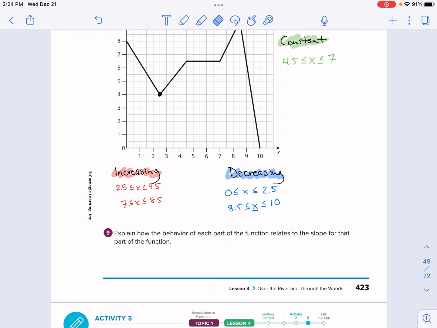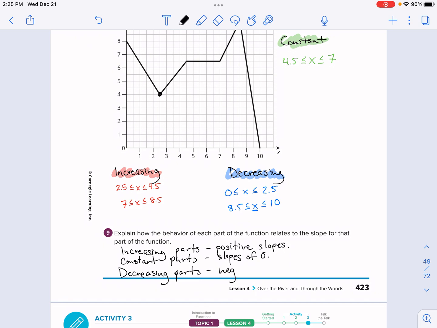So, we know, actually I'll put this in black, that the increasing parts have positive slopes. The constant parts, it's horizontal lines, but those are slopes of 0, or 0 slopes. And then the last part, decreasing parts or decreasing intervals, they have negative slopes. Negative slopes, whoops.